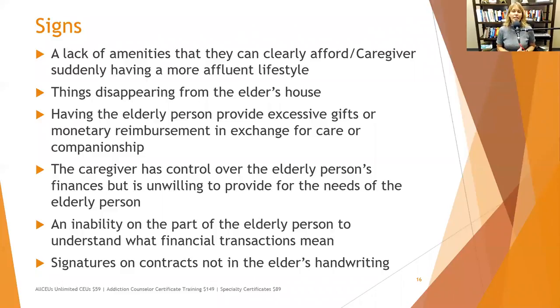An inability on the part of the elderly person to understand what financial transactions mean. So if the elder person seems confused when you start asking about financial transactions, that could be a sign that they just never understood the financial matters. It also could be a sign that the person who's been taking care of the financial stuff has been feeding them a line of baloney. And so when you start presenting competing facts, they get confused.